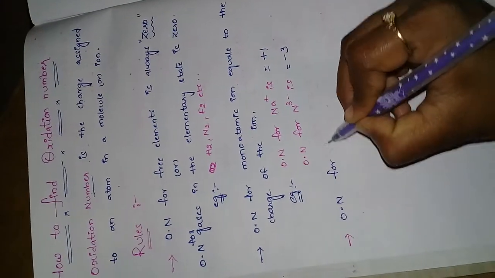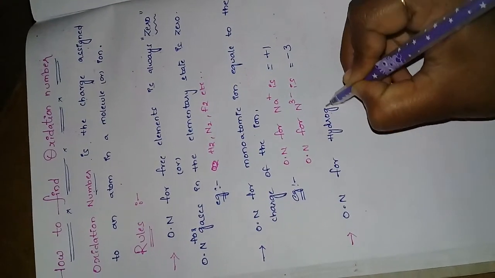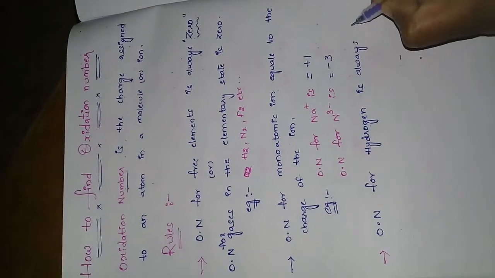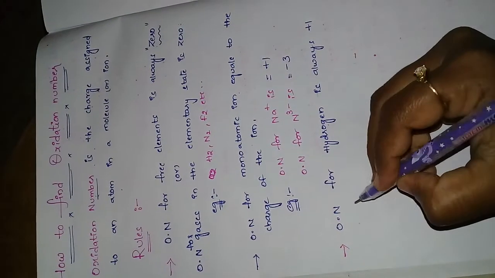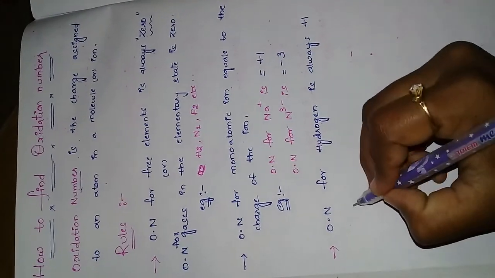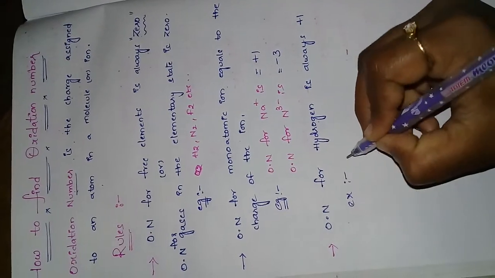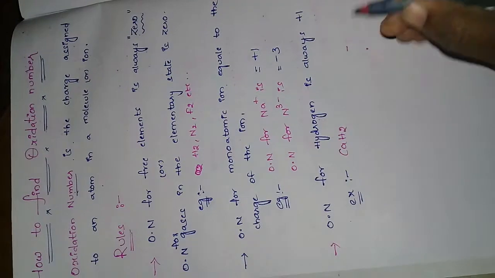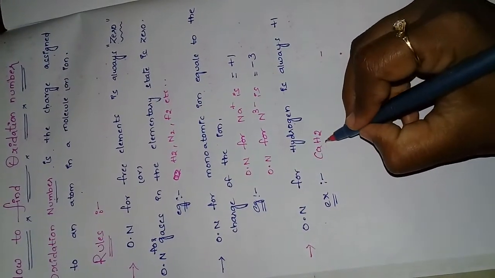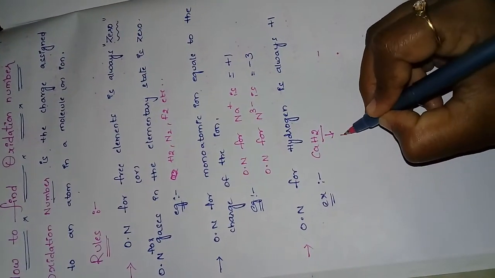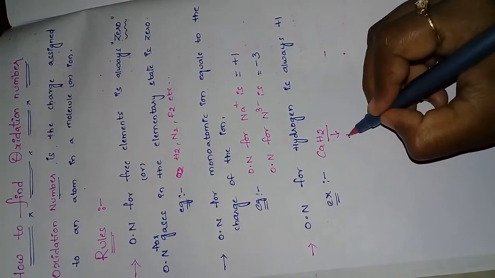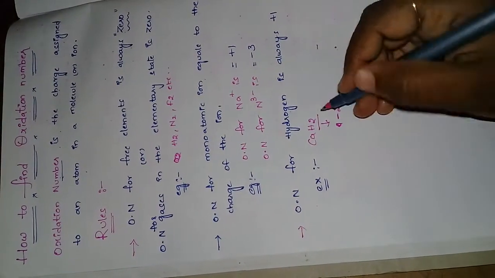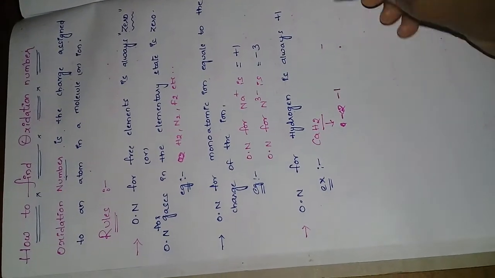Next, third rule. Oxidation number for hydrogen is always +1. Example: CaH2. In CaH2, the oxidation number for hydrogen is -1.